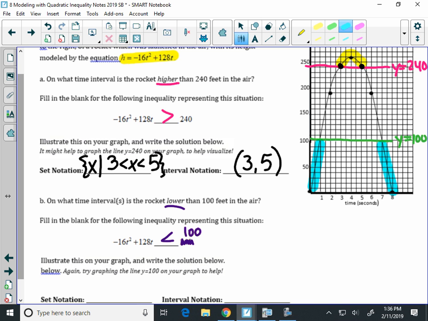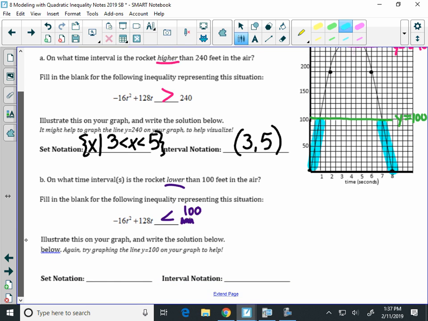Can you have negative time? No. Our domain here starts at 0, right? You can't have negative time. And can you go past 8 seconds? No, because if I went out to like 10 seconds, my rocket would be burrowing underground, and that just doesn't make sense.